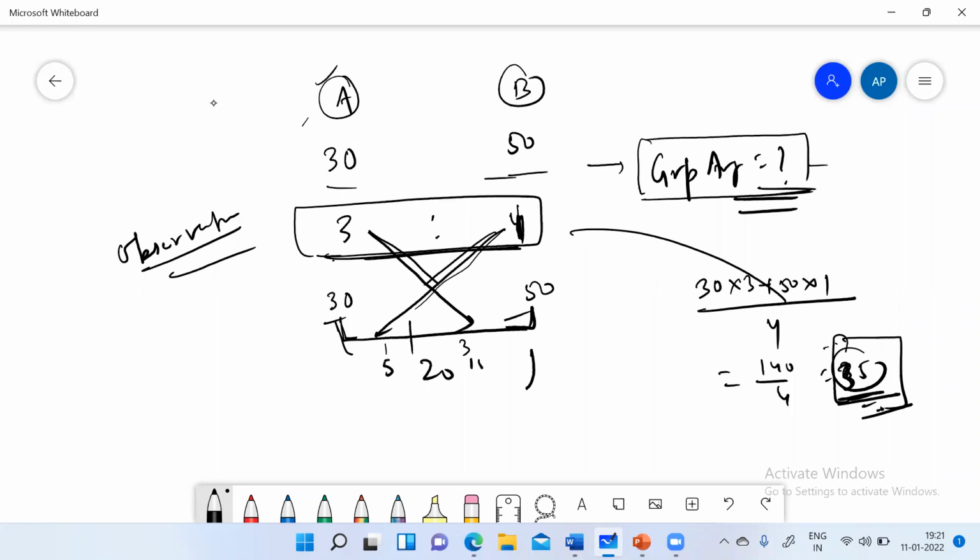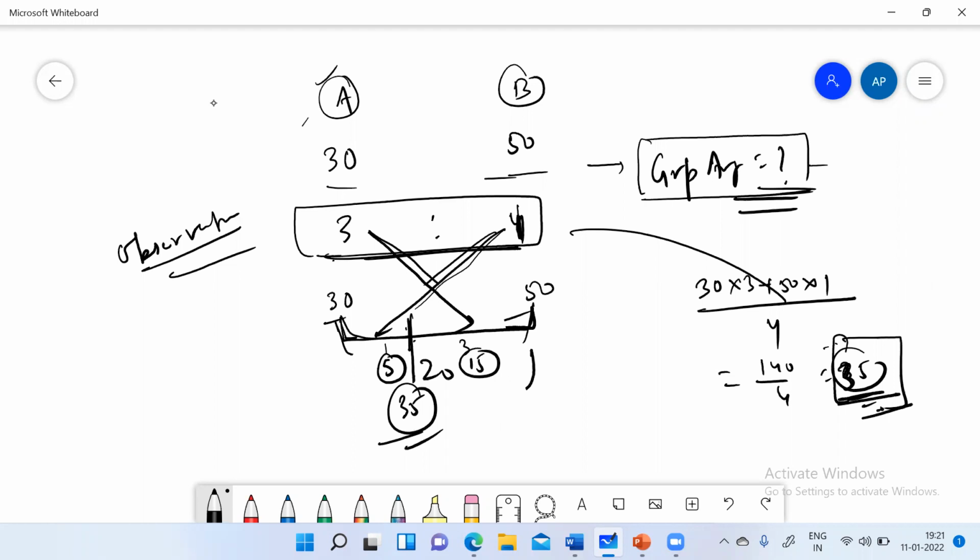5 and 15. So to get that average, we can just add 5 to 30 or subtract 15 from 50. अच्छा. You will be getting 35 only. ठीक है, okay, got it.